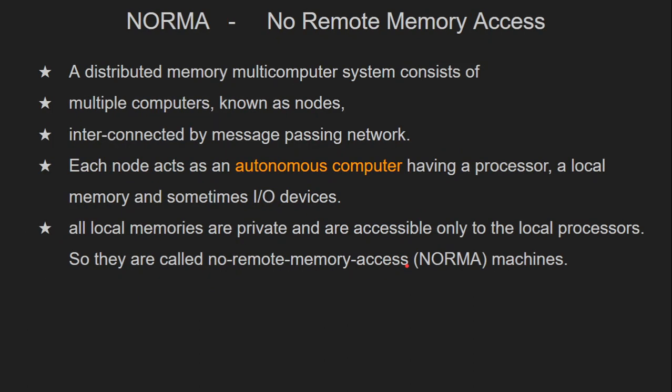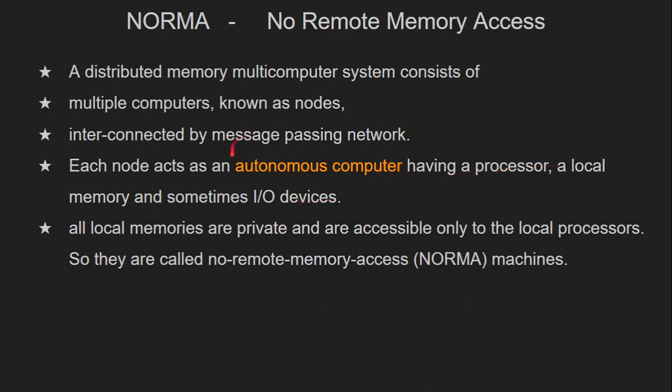Then the next one is NORMA, which is no remote memory access. What it means is that every module acts as an autonomous computer. A computer is a combination of three major components: the processor, the memory, and the IO devices. So here we have the concept of nodes. Every module is called a node, and every node is part of a distributed memory multi-computer system. That means every node has its own processor, local memory, as well as IO devices.